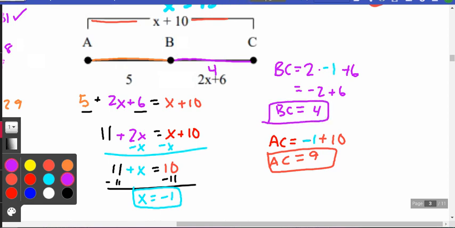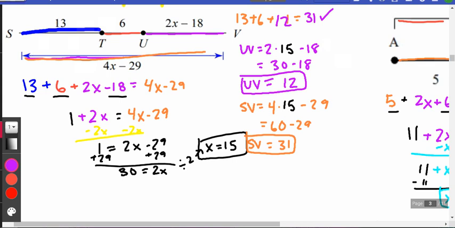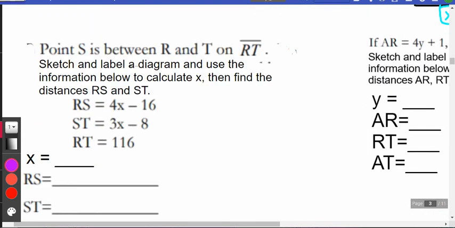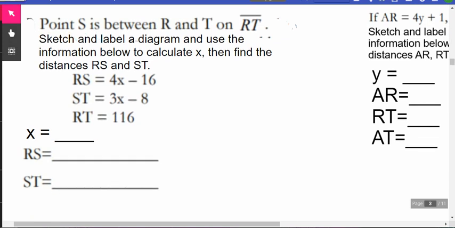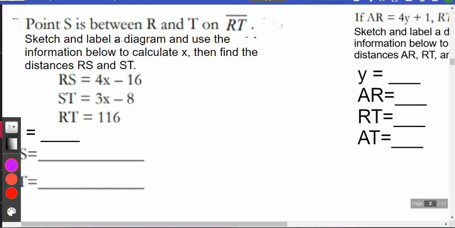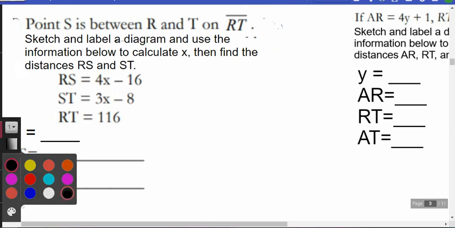All right, next we have some reading and then constructing a segment. All right. So point S is between R and T. So I'm going to draw a line. Actually, a segment, RT. And point S is somewhere in between R and T.